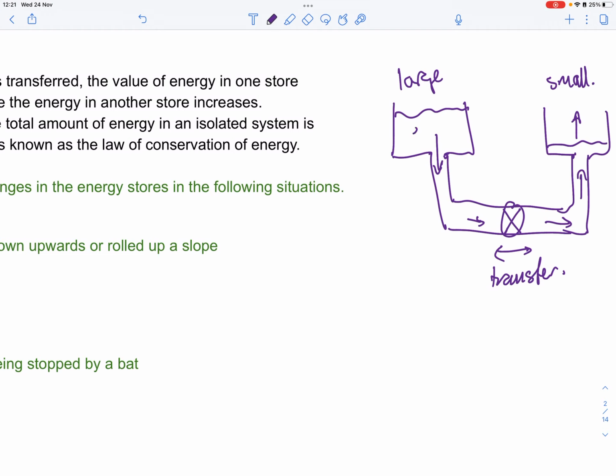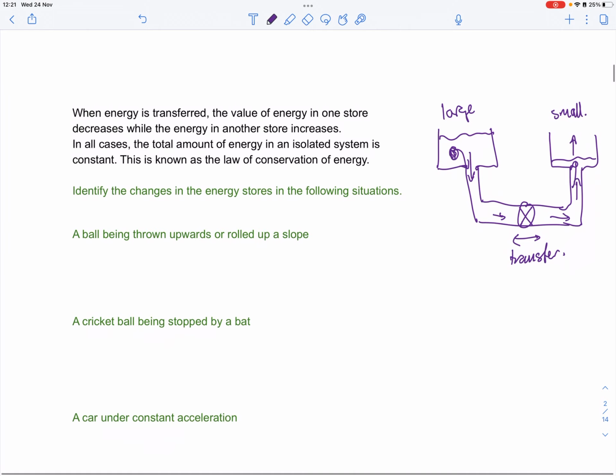So it's quite a simple analogy for an energy transfer. This would be a large store of energy over here, and then that could be transferred into another store of energy. So when one store of energy decreases, another one increases to keep the total amount the same. And that's the basic idea of the conservation of energy. So one of your jobs is to identify which stores of energy and changes in energy stores occur in different contexts.